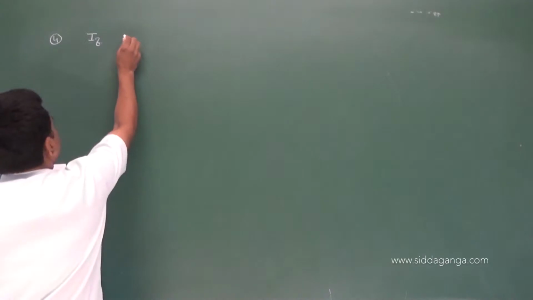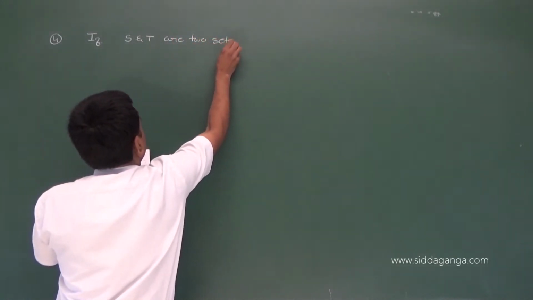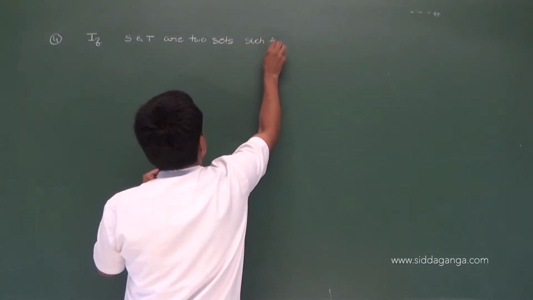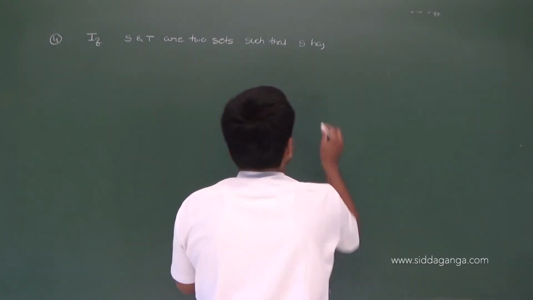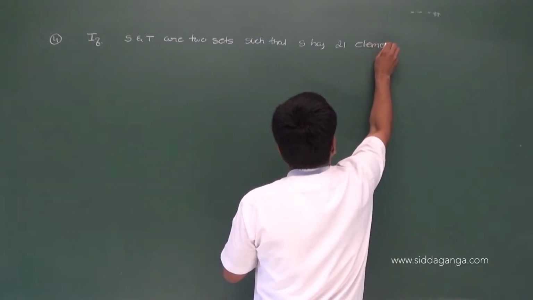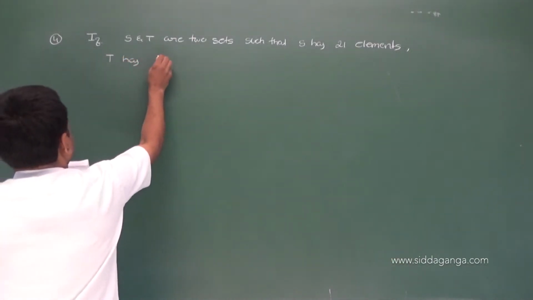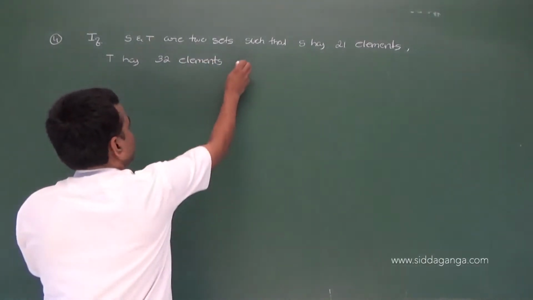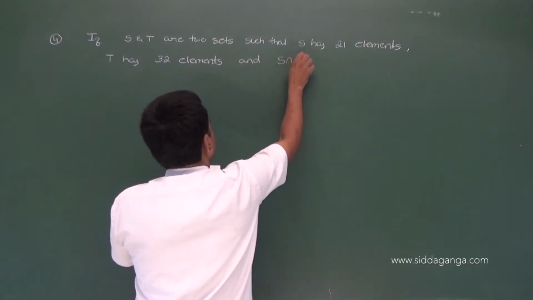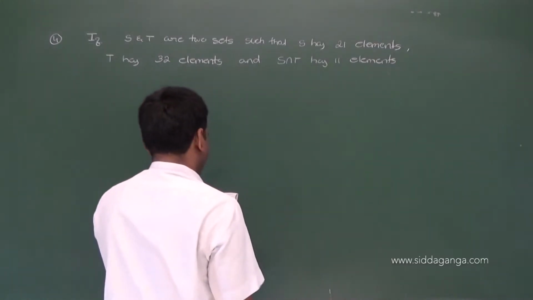Fourth problem. If capital S and capital T are two sets such that S has 21 elements, T has 32 elements, and S intersection T has 11 elements.